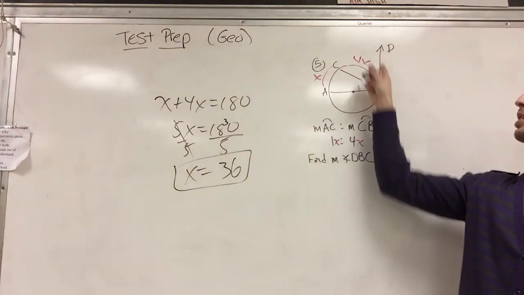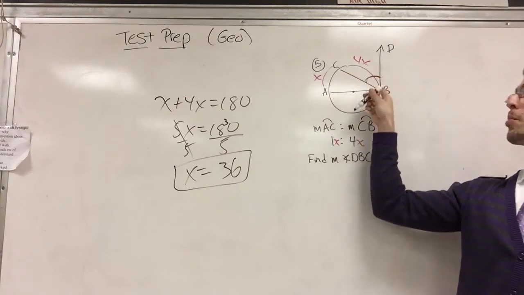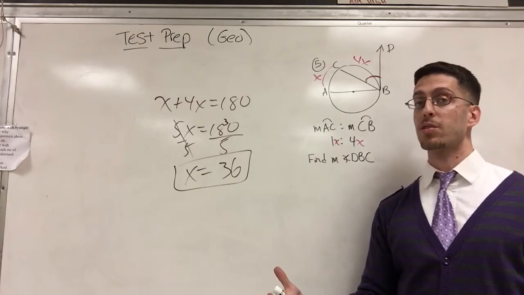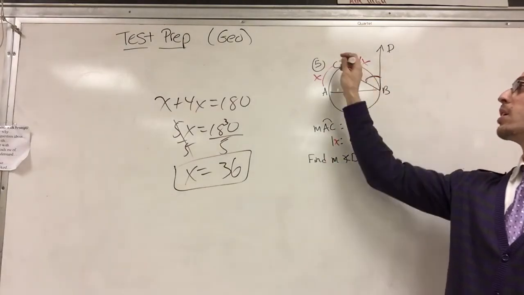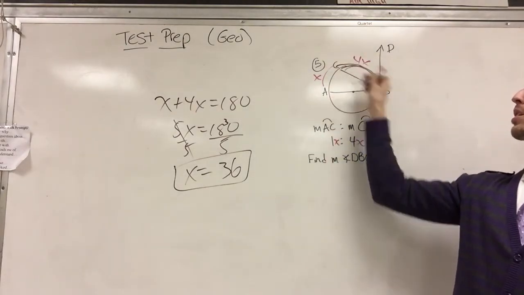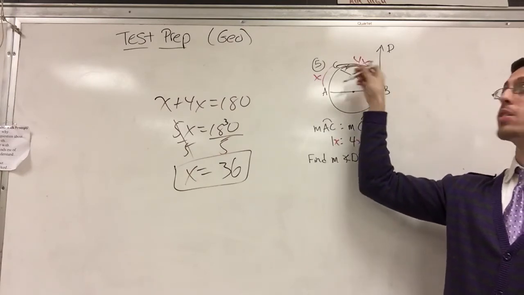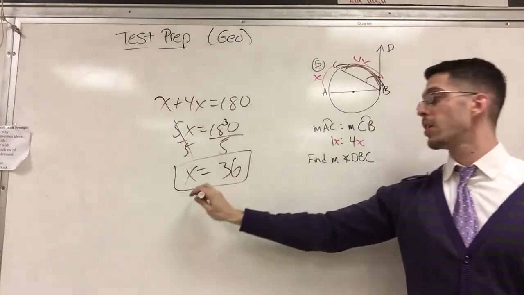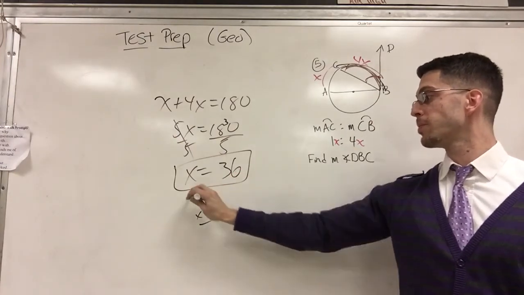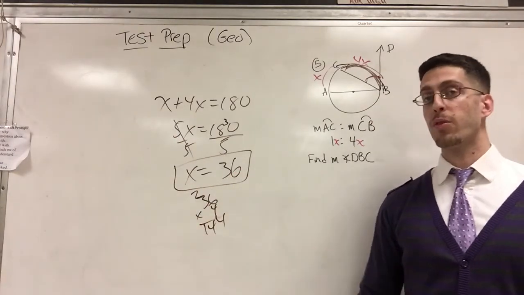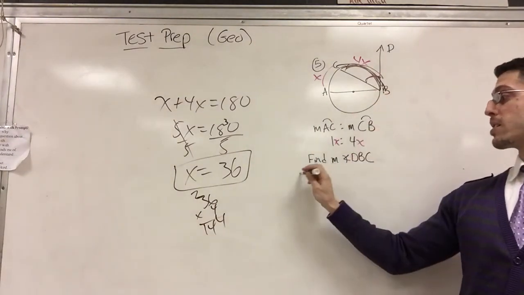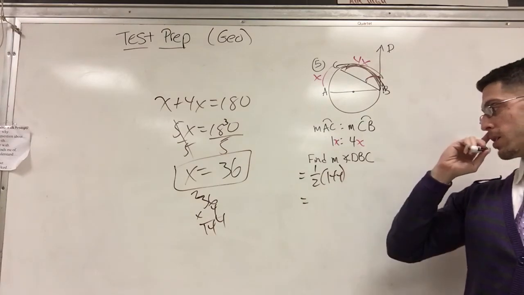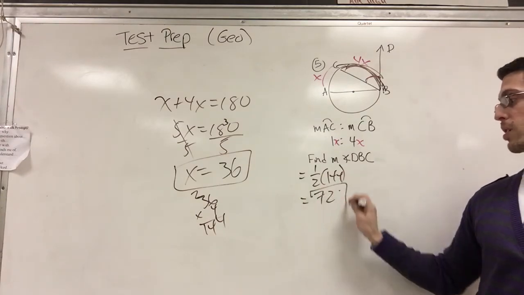They want this angle here, DBC. This angle behaves, technically it's not an inscribed angle, but it behaves the same as an inscribed angle. It's half of the intercepted arc. This angle is half of this arc, so it's half of 4x. Well, if x is 36, that's 36 times 4. That's 144. This angle is 1/2 of 144, which I hope is 72 degrees.